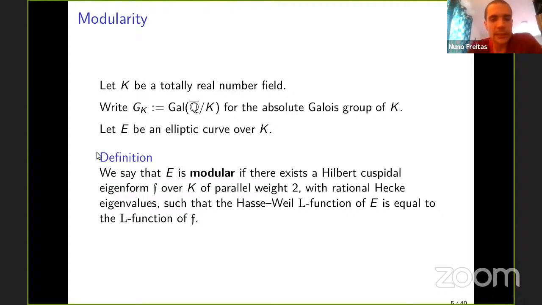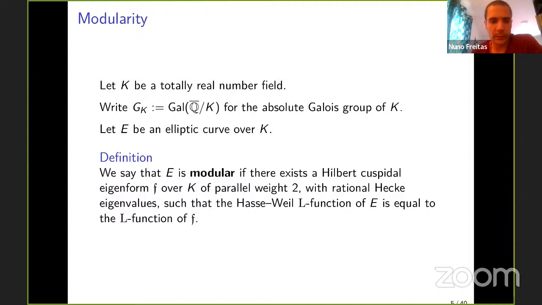So we say that E is modular if there exists a Hilbert cuspidal eigenform f defined over K, of parallel weight 2 with rational coefficients, such that the L-function of E equals the L-function of f.